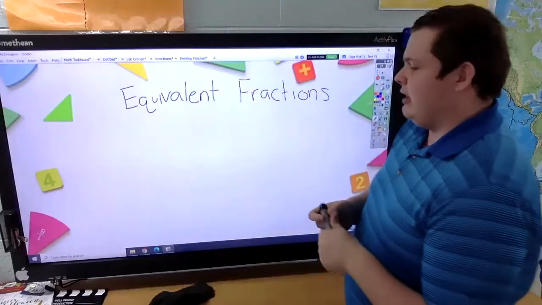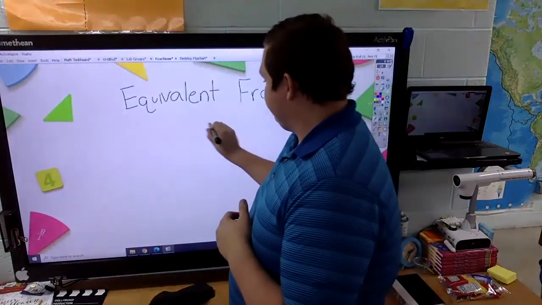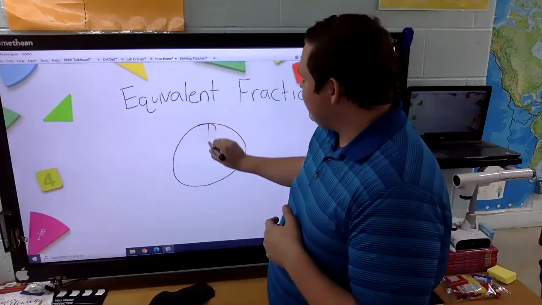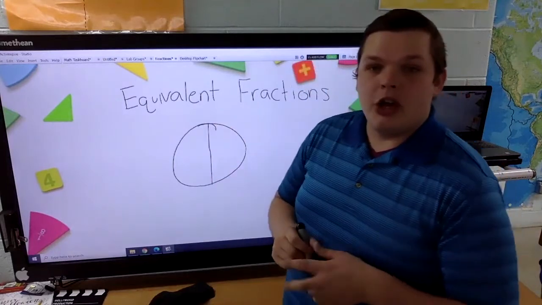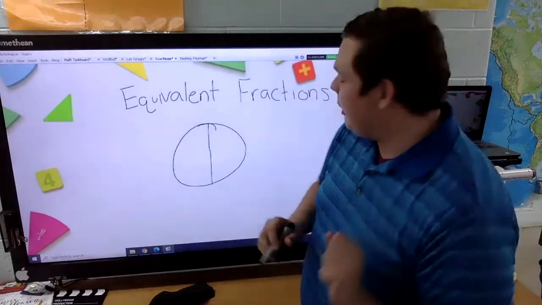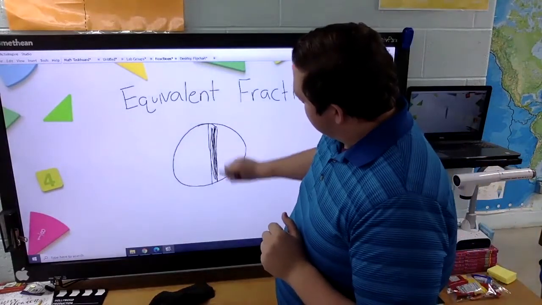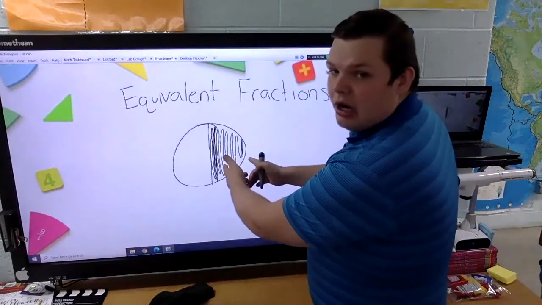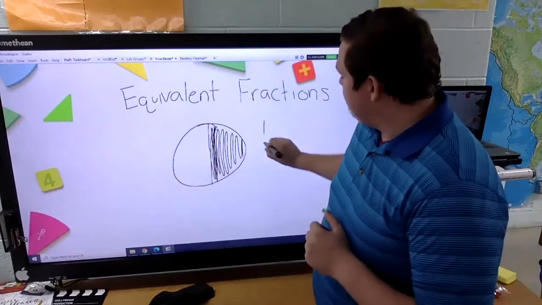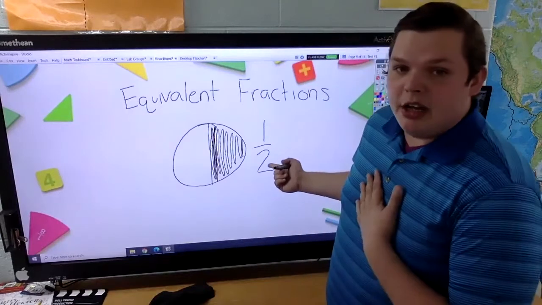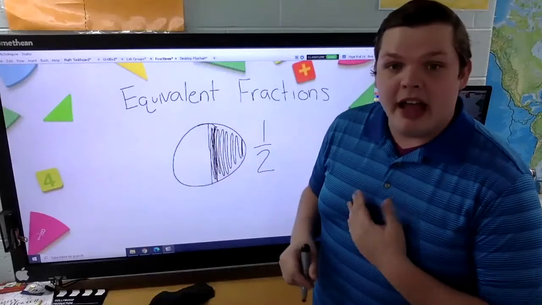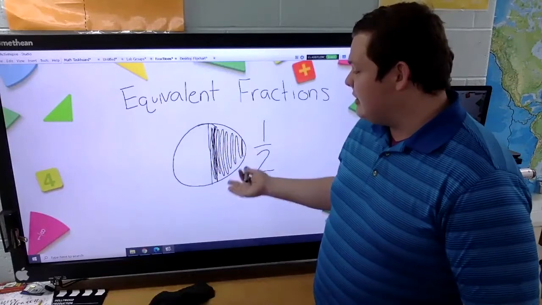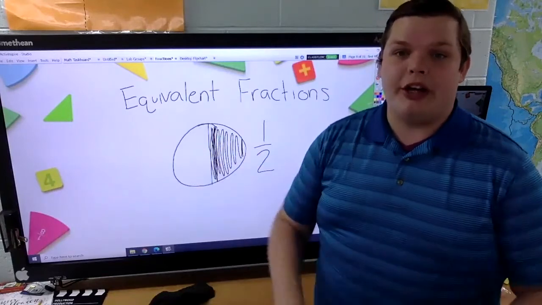So first, let's just look at this. Let's take a circle. Not the greatest circle in the world, but a circle. And let's just split it up. We should know that our denominator is going to be 2 because it's 2 parts. And let's take one part. Our fraction that we have there is 1 part out of 2 parts total, 1/2. The denominator, the bottom number, means how many parts we have. The top number means how many we have in use. So we have 1 piece and there are 2 parts total in our whole.